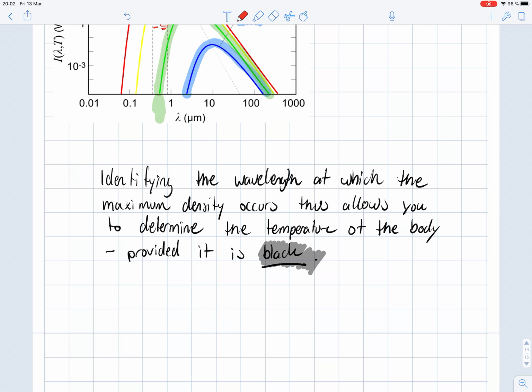The practical consequence of Wien's displacement law is that if you are able to identify this particular wavelength at which you find the maximum density, you are able to determine the temperature of your body. Of course, provided that it is black, because that has been the fundamental assumption that we've made for the description of these laws.